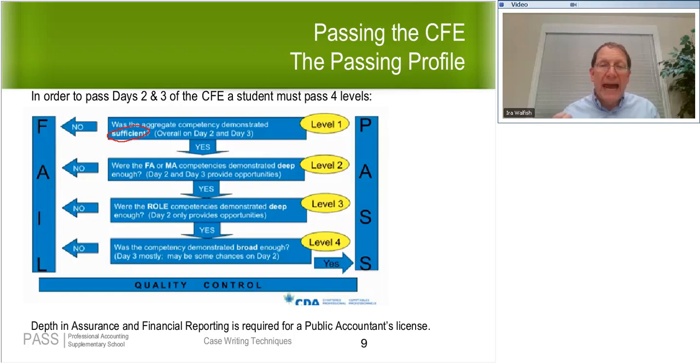They call this the sufficiency level because what they're doing here is they're simply adding up all the assessment opportunities for day 2 and day 3. That's what they're doing. And they're taking a mark, and then they're moving you to level 2. Any questions on level 1?